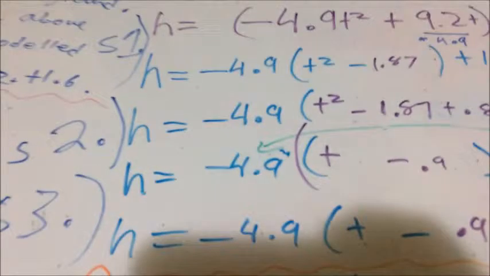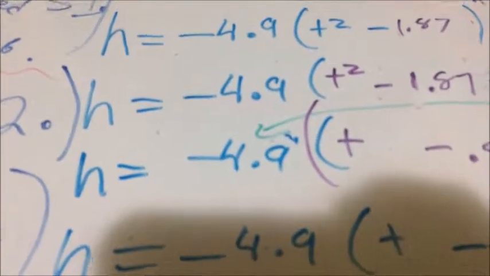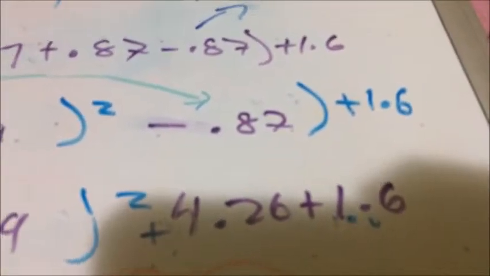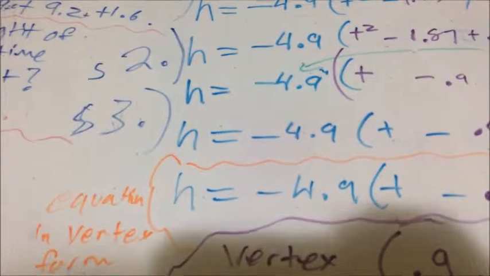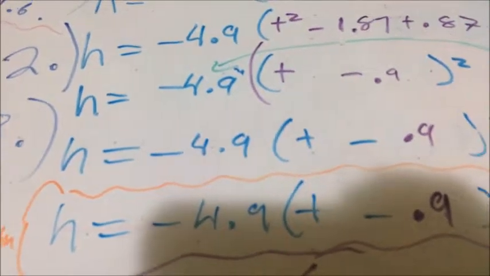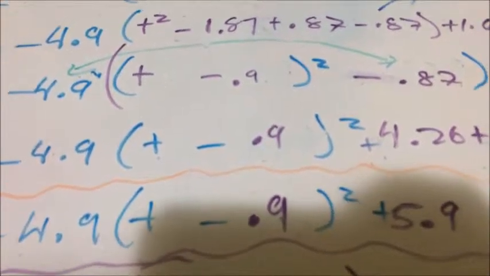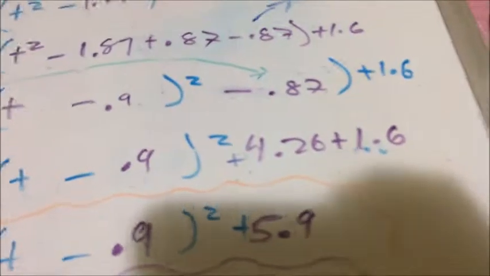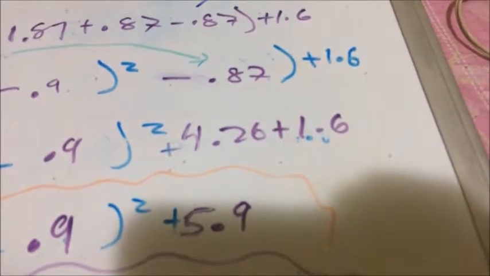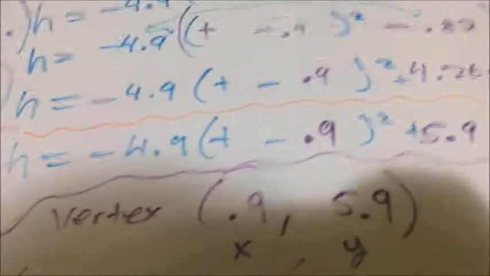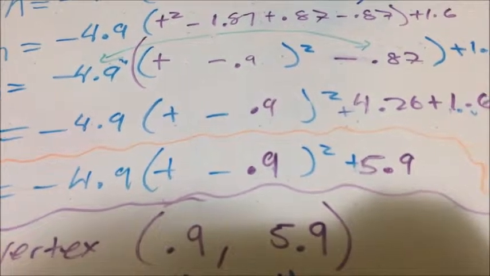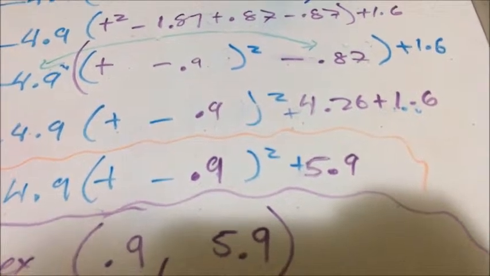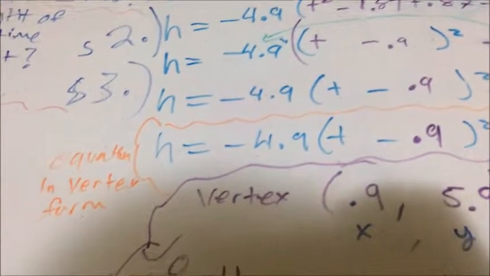So what we do is we basically multiply the negative 4.9 by the negative 0.87 to take it out of the bracket, and then we should be left with h equals negative 4.9 bracket t minus 0.9 squared plus 4.26 plus 1.6, and we simplify that even further, and then we should get h equals negative 4.9 bracket t minus 0.9 squared plus 5.9, and this is the equation in vertex form.